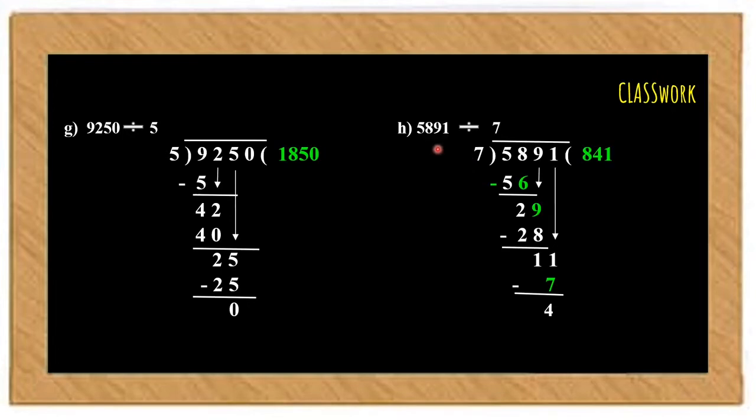Moving on to the H part, we have 5891 divided by 7. As you know, children, 5 cannot be divided by 7. Therefore, we divide 58 with 7, such that 7 multiplied by 8 gives us 56. When we subtract the two numbers, we get 2 as our answer. We bring down the third digit of the dividend to obtain 29 as the new dividend. 7 multiplied by 4 gives us 28. When we subtract, we get 1 as our answer.